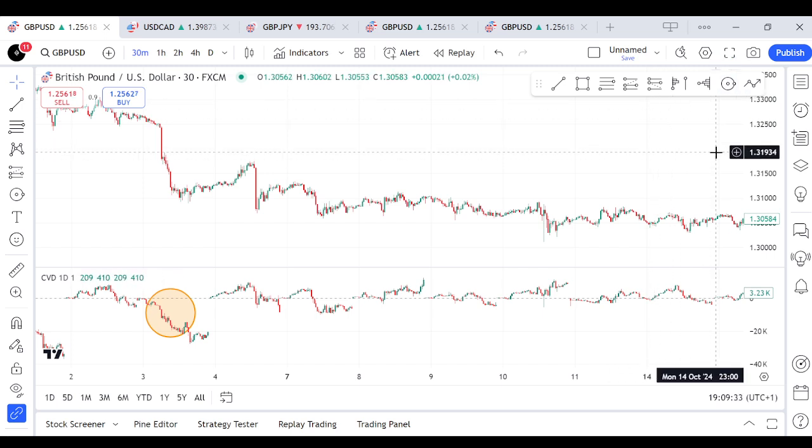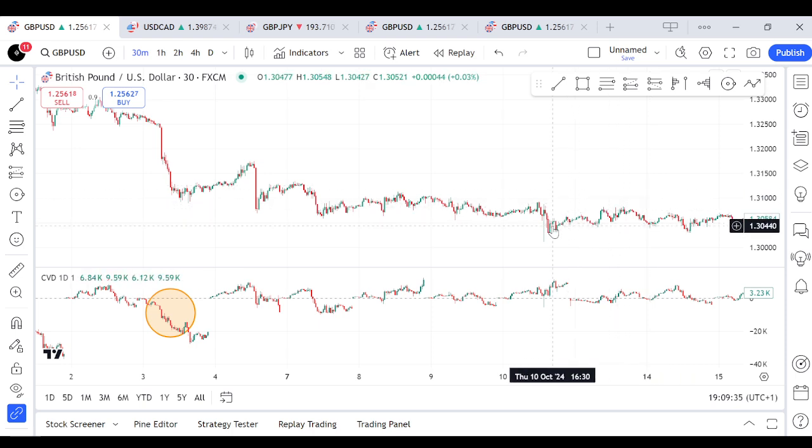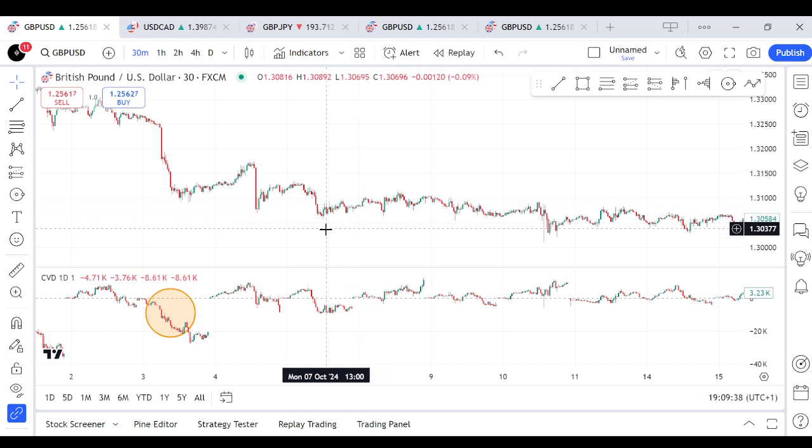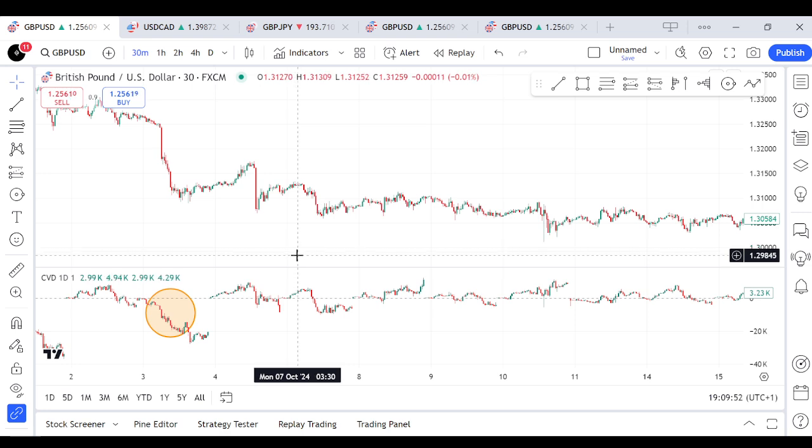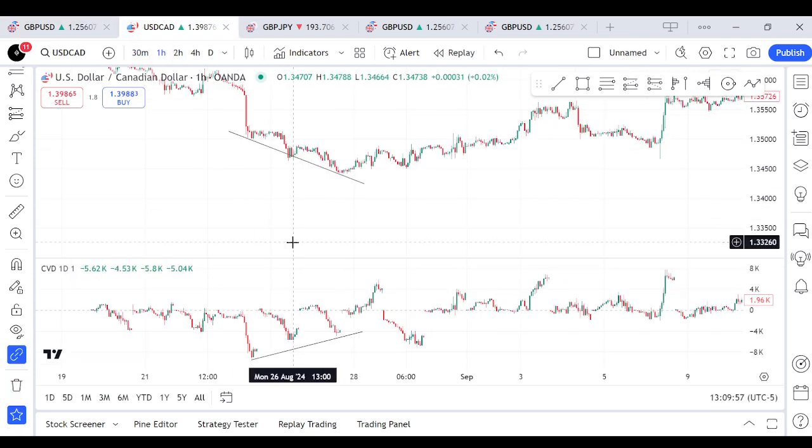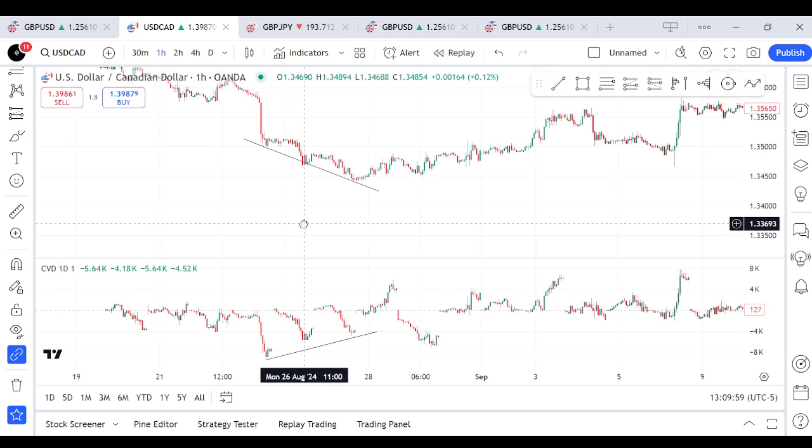Another way to use the CVD, aside from the buying and selling pressure, and just if the CVD is below 0, you should be looking for selling pressure, and if it's above 0, you should be looking for buying pressure and buying opportunities, is using the CVD to look for divergences. You could look for divergences between the price and CVD. So for instance, if the price is making new highs or new lows but the CVD is not, this divergence can signal that the present momentum is weakening.